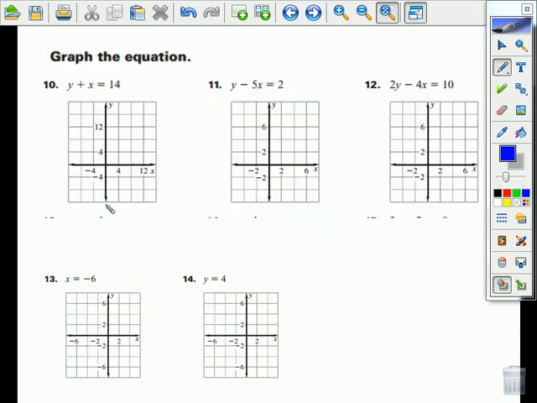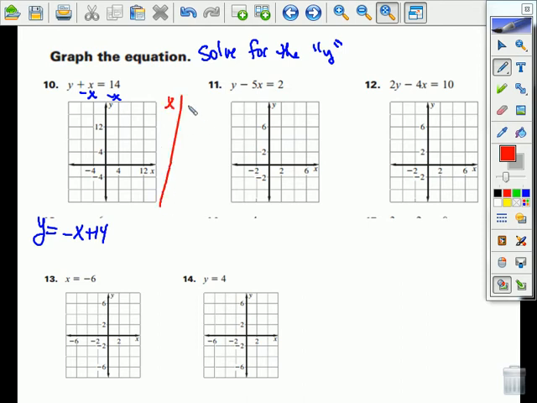Next, we're going to actually graph the equations. The first thing I want you to do is solve for the y variable. It's just easier to set up our table if we have solved this for y, and eventually you're going to have to do it to put it in a certain form anyways. So number 10, we have y plus x equals 14, so we'll simply subtract the x from both sides. So y equals negative x plus 14. Recall that negative x means take the opposite of x. If it helps you, you can always write down negative 1x.